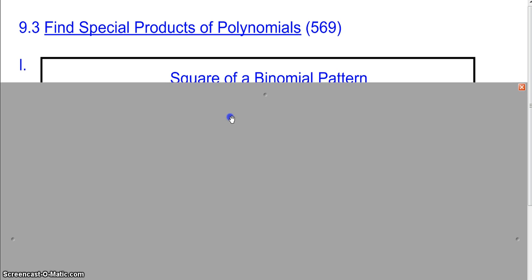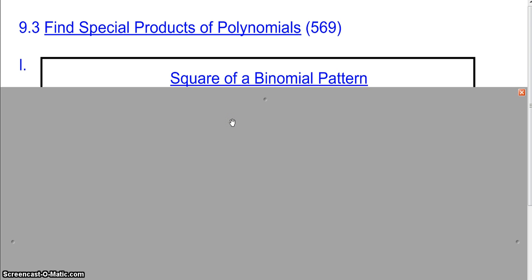Okay, so today in Algebra we are in Chapter 9, Section 3. We're going to look at some special products of polynomials. Special products. We're looking for patterns, as we kind of started to do yesterday. The first pattern is called the square of a binomial pattern.